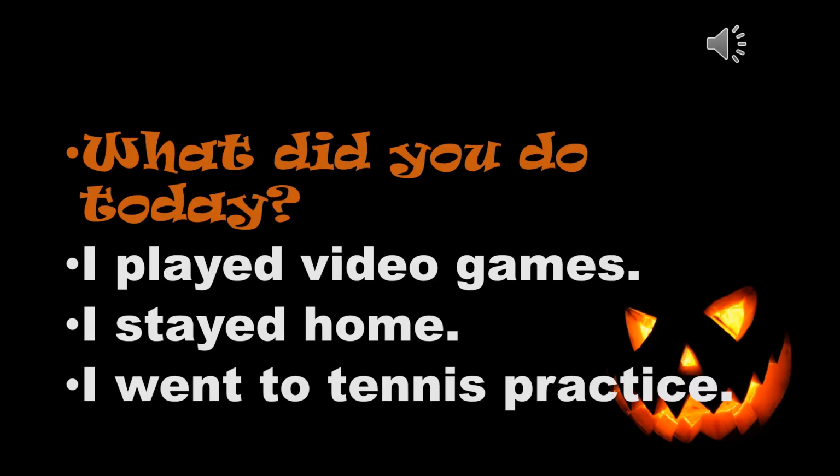Slide 3. Ask, what did you do today? Notice the way I said that. You have to enunciate this kind of question. Since this question is in the past tense, it may take your students longer to process. So go ahead and give them some prompts, such as, I played video games. I stayed home. I went to tennis practice. By the way, to say what did you do today in Japanese is Kyou wa nani o shimashita ka?